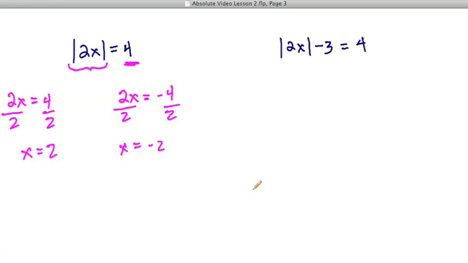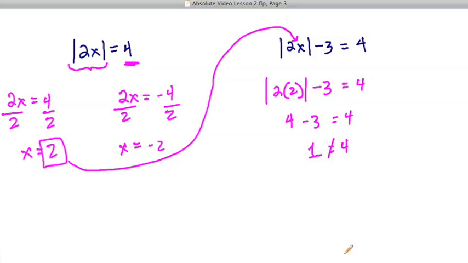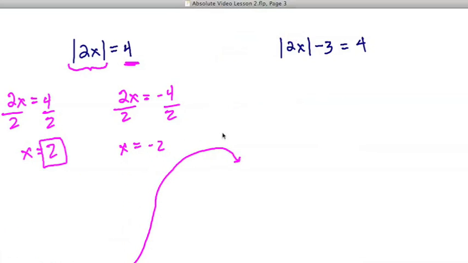However, I'm going to show you that if I plugged this into here, it wouldn't work. Here we go. All right, so let's see. 2 times 2 is 4. 4 minus 3 is 1. Does not work. That is not equal. And the reason it doesn't work is because of the stuff. Okay, that stuff means we got to do some work.